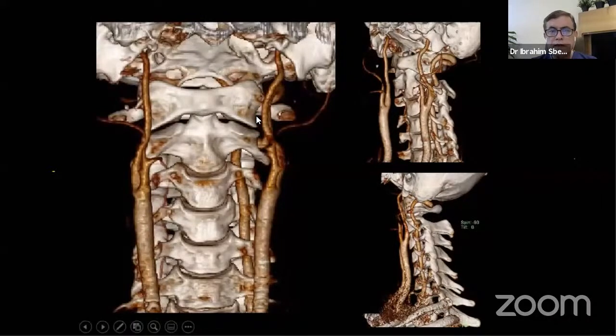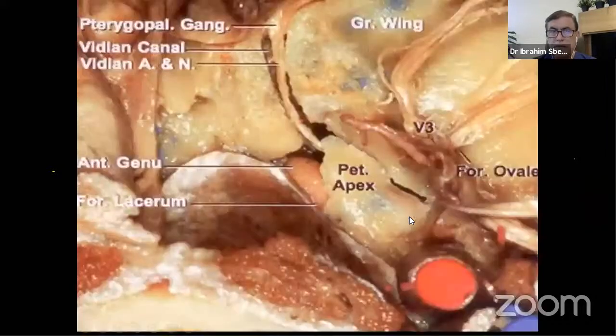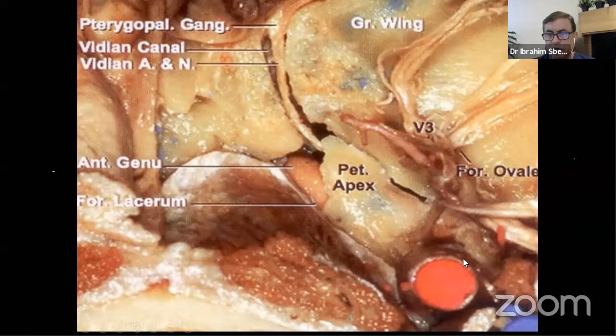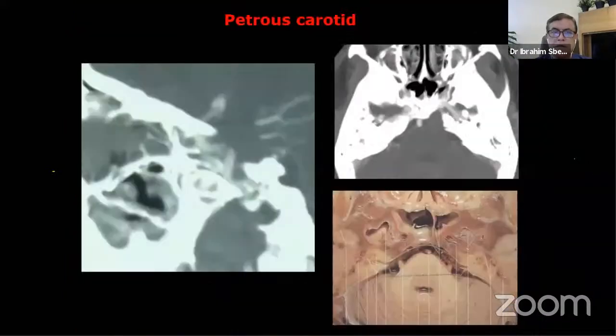And again, just to recapitulate, the common carotid, the internal carotid, goes into the carotid canal here at the base of the skull. We are looking at the oblique view here, lateral view. And if we look at the base of the skull, you can see the carotid artery entering into the carotid canal and then going medially and horizontally in the petrous bone to reach the petrous apex at the foramen lacerum, at the anterior genu of the carotid artery. You can see these parts of the carotid, especially the petrous carotid, which we are concerned with now with these petrous cholesterol granuloma.